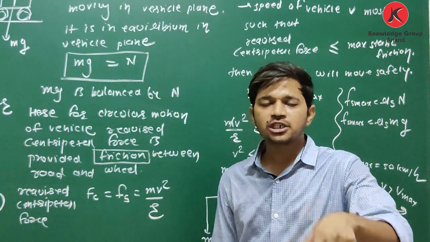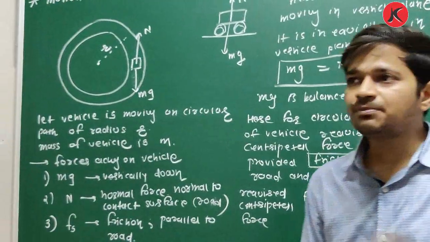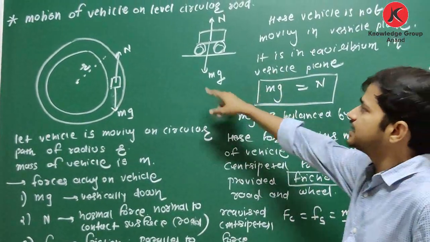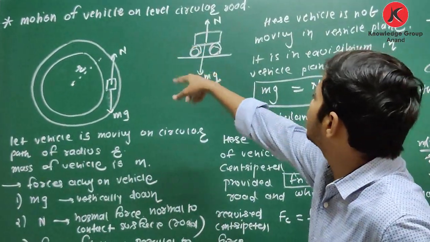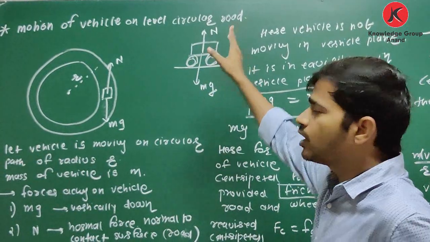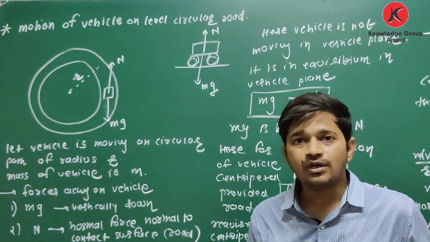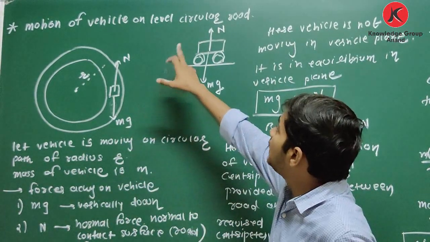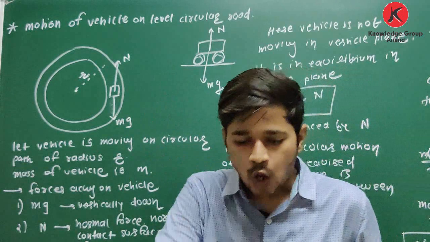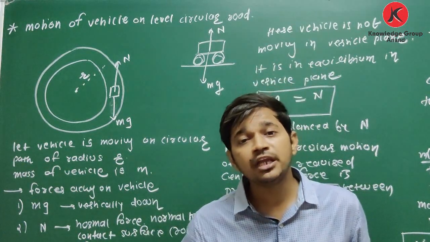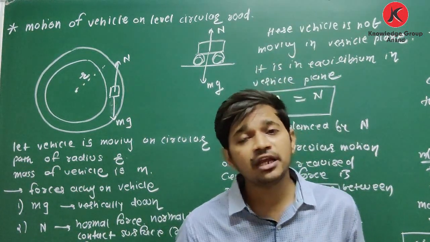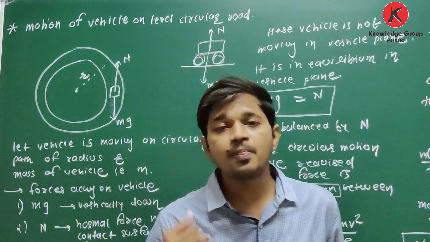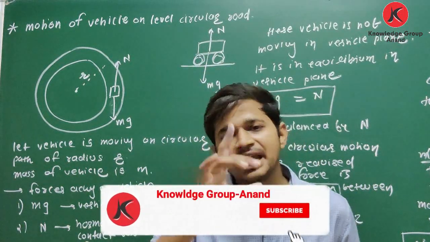What is uniform circular motion? What is centripetal force? And this first case is motion of a vehicle on a level circular road. Now, the second case is if it is not a level circular road. Level means horizontal. But if we have an inclined circular road, then what happens? We will see in the next lecture.